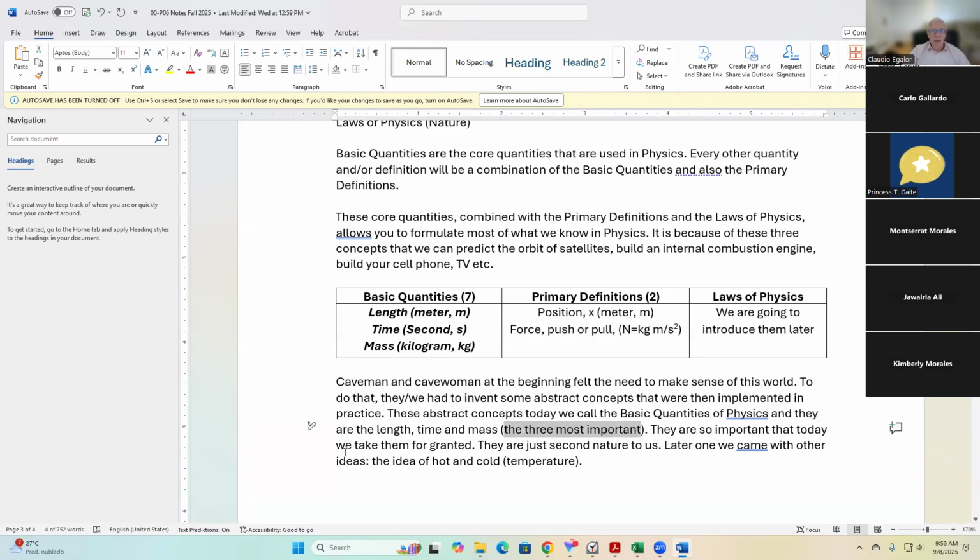Later on, other ideas were added, other quantities were added to this list. 4 more. They are so important that today we take them for granted. We grow up with those things. We just absorb from everybody around us. Right now, they're just second nature to us, but it hasn't been second nature forever. They came about a long time ago.